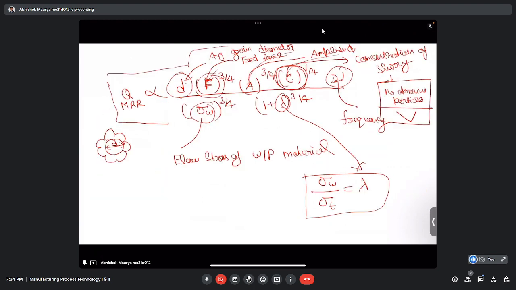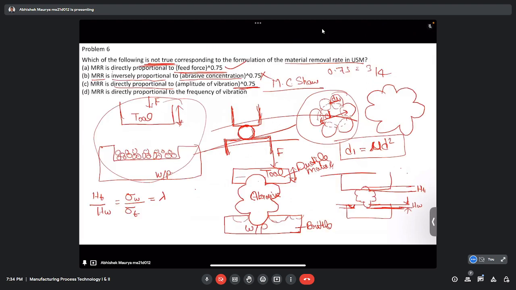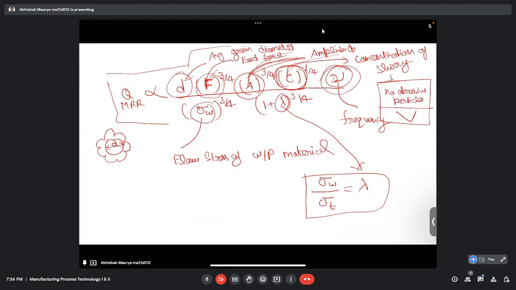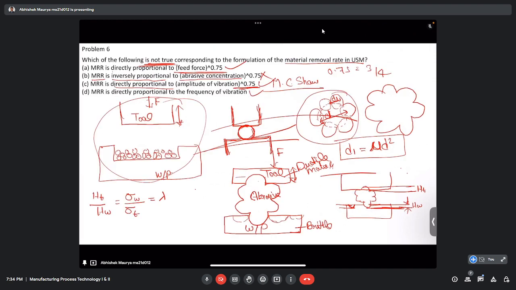Yes, amplitude of vibration. Here we have amplitude of vibration. So it is directly proportional to the amplitude to the power of 3 by 4. So this is correct. MRR is directly proportional to the frequency of the vibration. Yes, here we have the frequency term. So MRR is directly proportional to the frequency. So statement wise, except B, all are correct. But the correct answer is the one that is not true. So the correct answer is B.